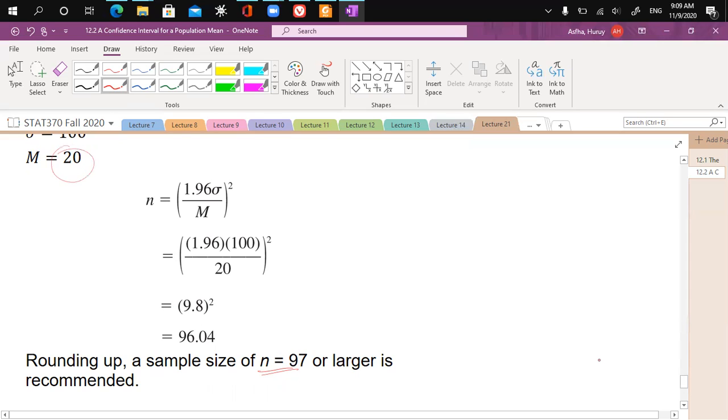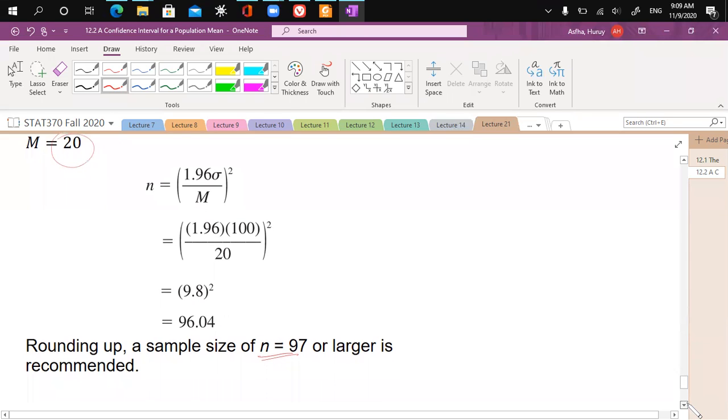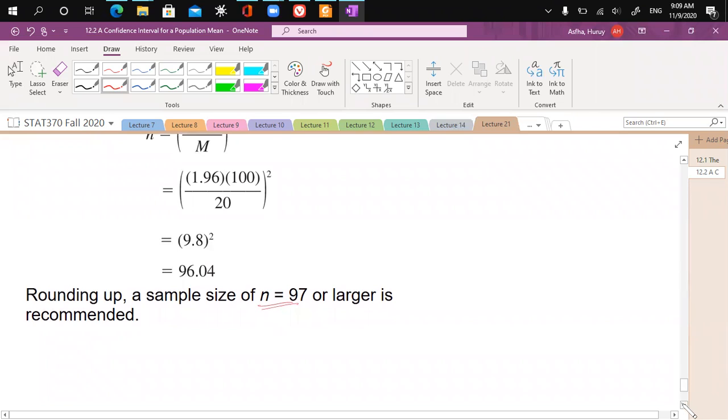All right, so this is all about this lecture, and in the coming lectures we will see how to perform hypothesis tests about a population mean and about the difference of two population means. So see you in the next lecture.